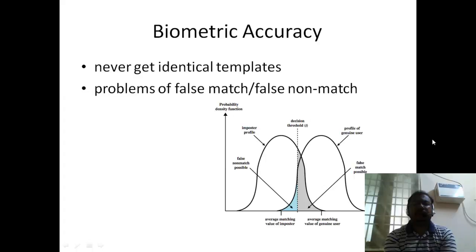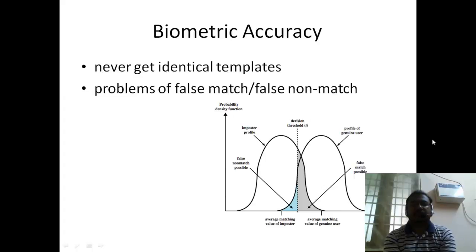You have problems of false match or false non-match. For example, if you get your hand wet in the water and keep it on the device, some mismatch occurs, and sometimes even without that some mismatch happens. So that is usual, but the accuracy level when compared to other authentication systems is the highest, which is why it is the most widely used, because it has a higher accuracy.